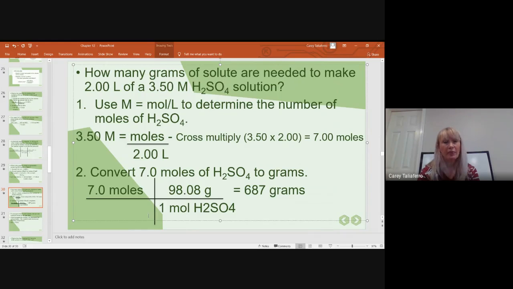Okay, but then I'm not asking for moles, I'm asking for grams. So when I do that, I'm going to multiply the molar mass of sulfuric acid. Let me subscript these real quick. Sorry. I'm going to multiply the number of moles by the molar mass. And when I do that, I get 687 grams of H2SO4. That's how many grams I need to make a 3.5 molar solution with a volume of 2 liters.